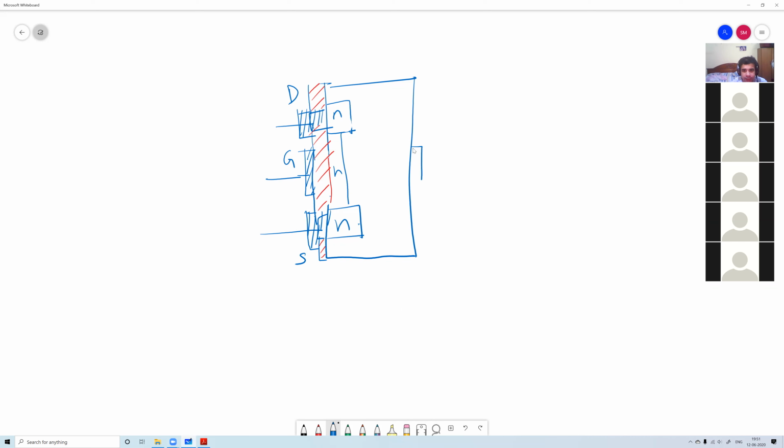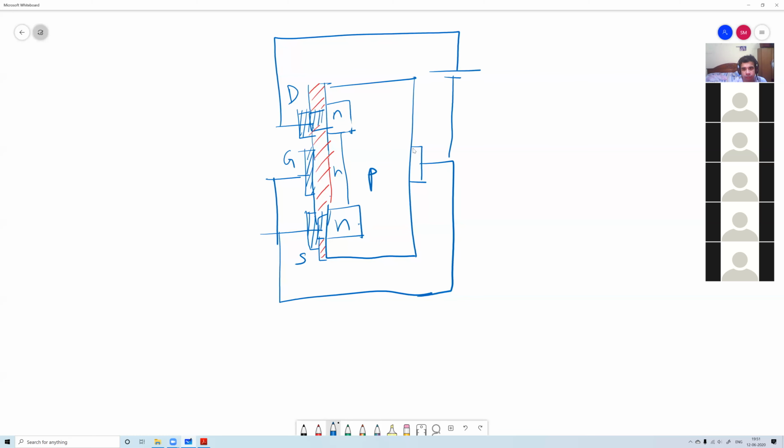There is also a substrate. Often it is grounded with source. The substrate is p-type. We start with grounding everything except the drain. VDD. What will happen now?